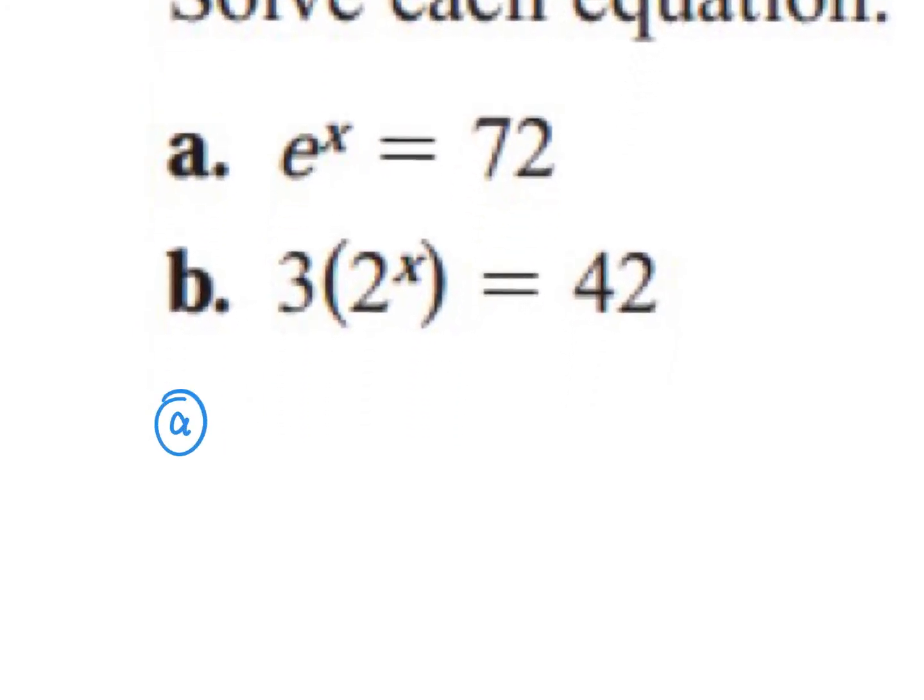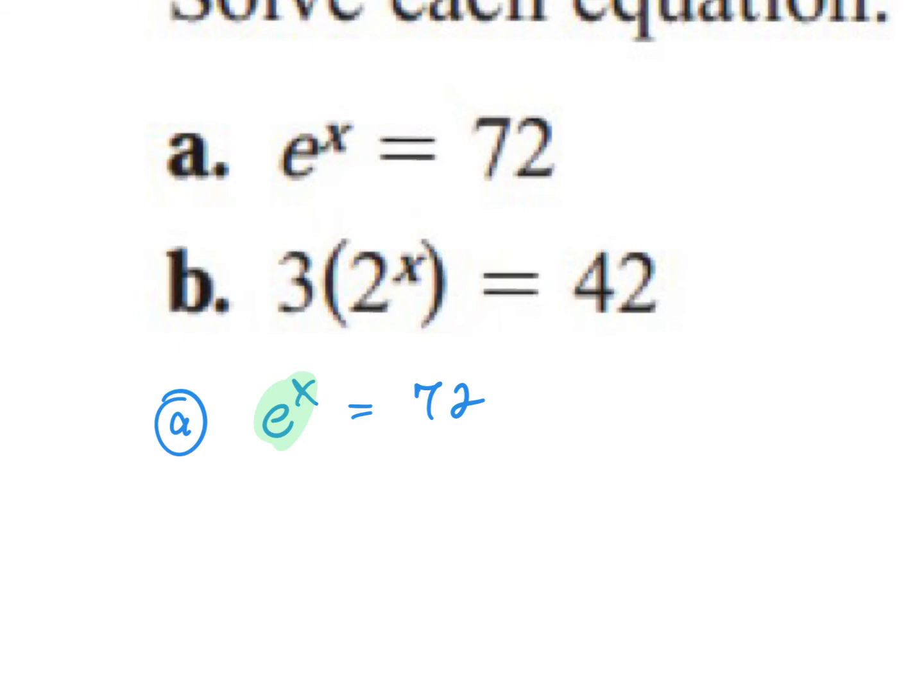We're going to look at A. I have e to the x equals 72. First thing you should do is look and say, okay, e to the x. What is the opposite of e to the x? ln, right? So you want to isolate your function. I want to get e to the x all by itself. Is it all by itself? Yes. So if this said plus 5, you would subtract 5 from both sides. If it said times 2, you would divide by 2.